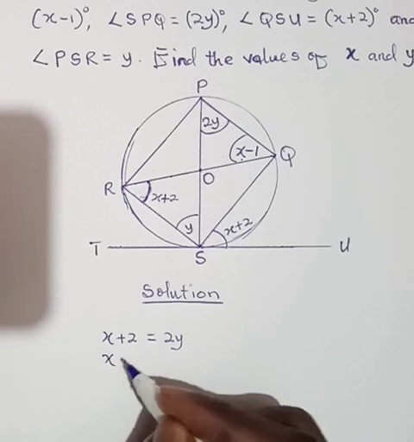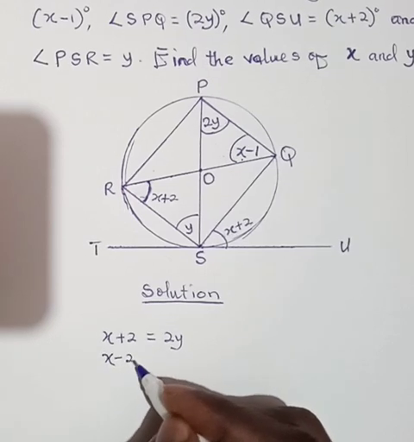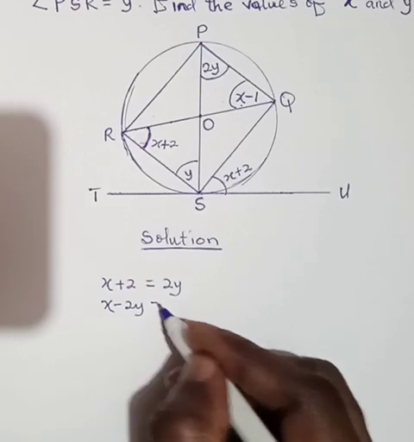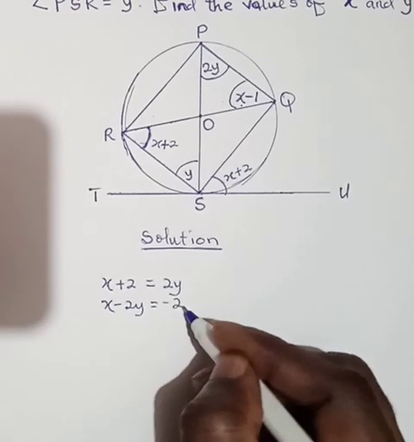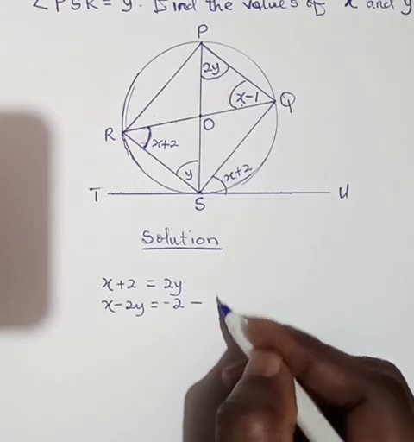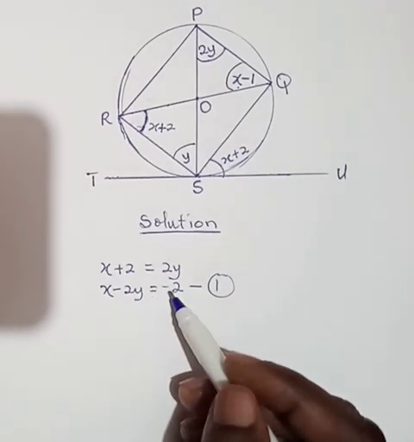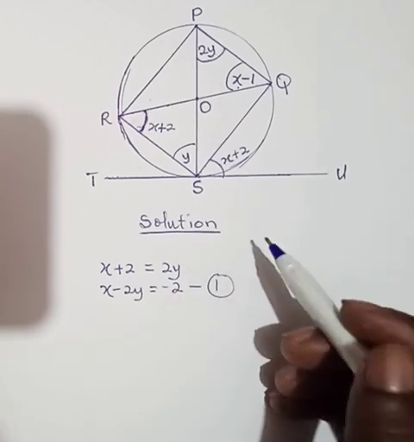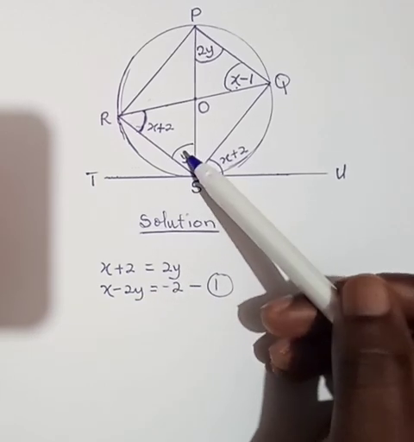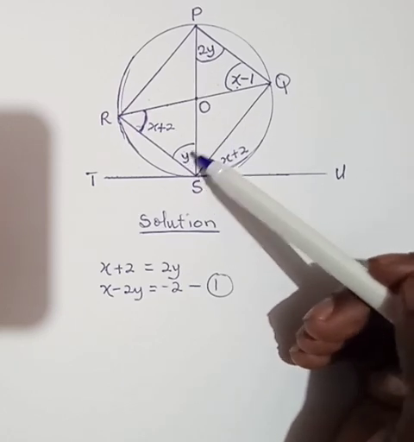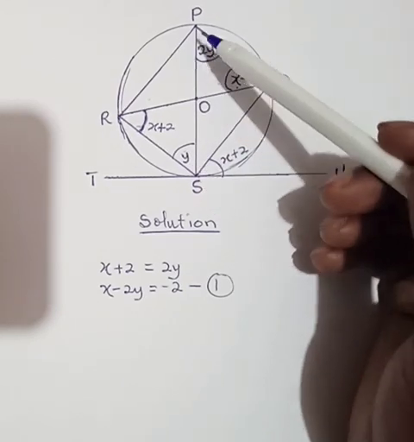So I can write x minus 2y, which is equal to negative 2. I can call this equation 1. Good. So let me put this equation down. Then let's consider this angle too. Now let's look at this angle and this angle.